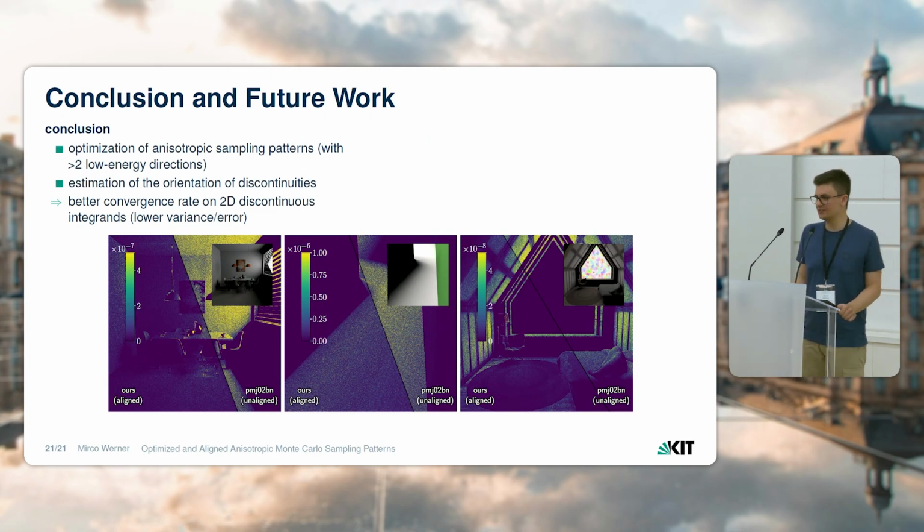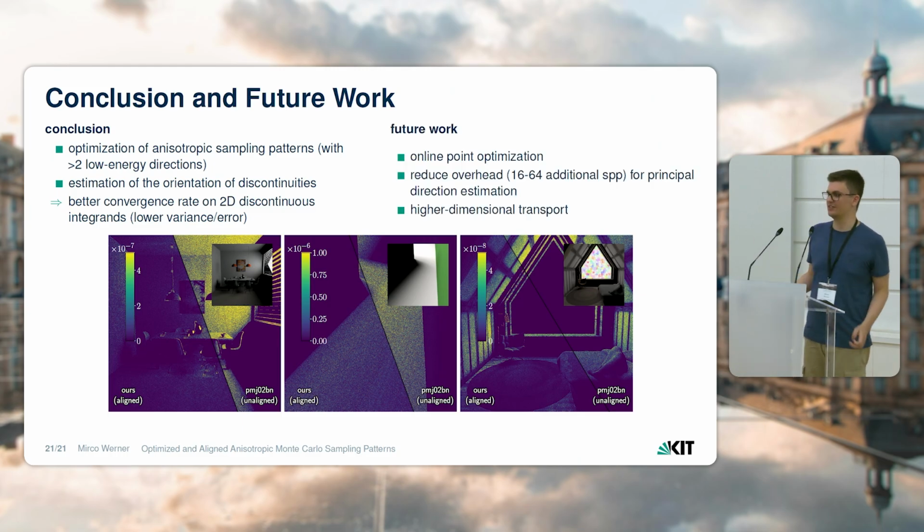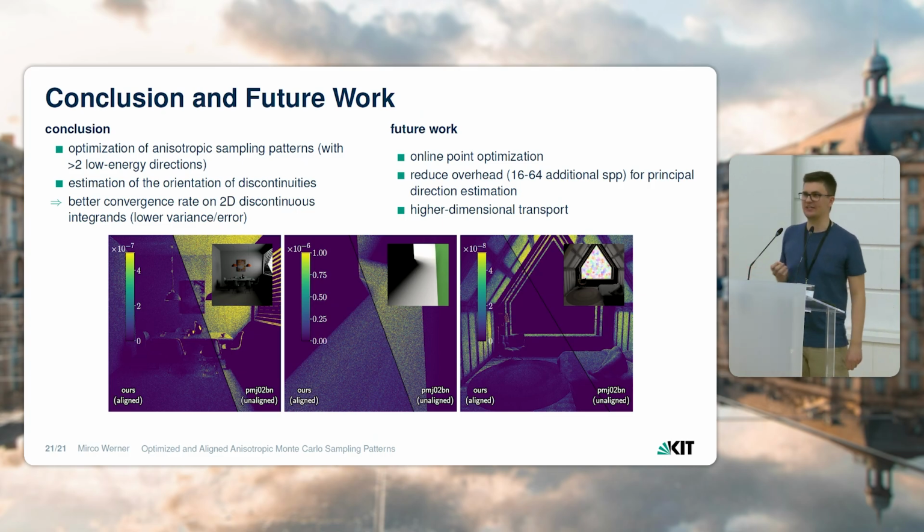Okay, so we've seen here that by estimating these orientations of discontinuities, we can get better convergence rates on 2D discontinuous integrands. This does not solve everything, of course, so there is still some future work left. For example, the first thing is replacing our pre-computation of the point sets with some online point optimization algorithm, then reducing the overhead of this estimation of these high frequency, high energy directions. And lastly, there's this future work question whether it's viable and possible to learn and align with discontinuities even in higher dimensional light transport. And with that said, thank you for your attention.